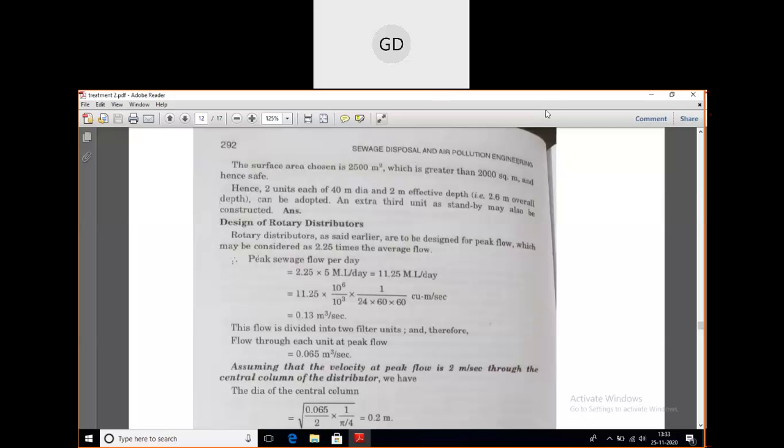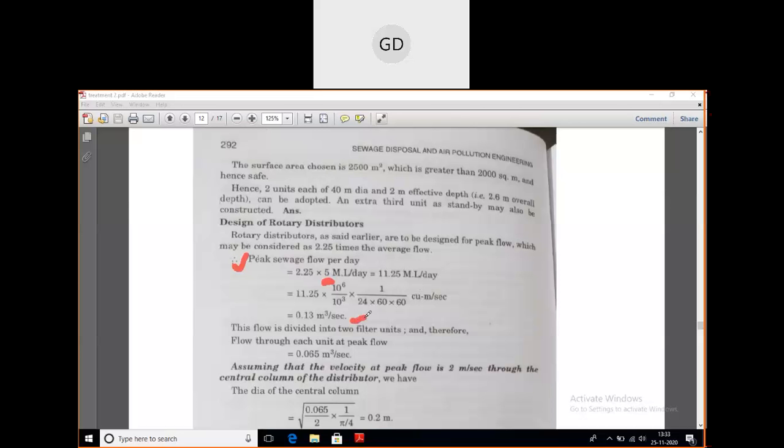So if you find out the peak flow, it is 2.25 times the average flow. What is the average flow? It is 5. So here they have multiplied it, getting 11.25 million liter per day. Again they have converted it to cubic meter per second. Ultimately you will get it to be 0.13 meter cube per second.